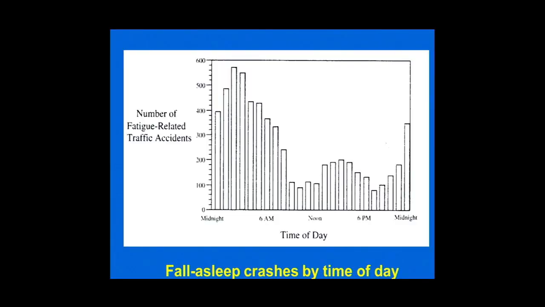Well, here's an example of the number of fatigue-related traffic accidents over a 24-hour period, and this is time of day, goes from midnight to midnight. Is it randomly distributed throughout the 24-hour period? No, it's not. Does it have peaks and valleys? Yes.